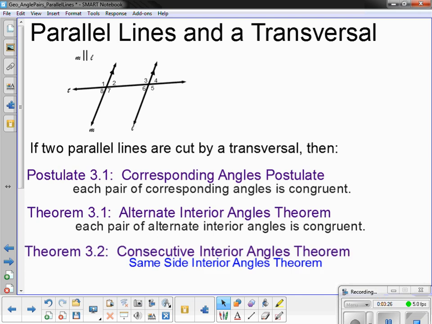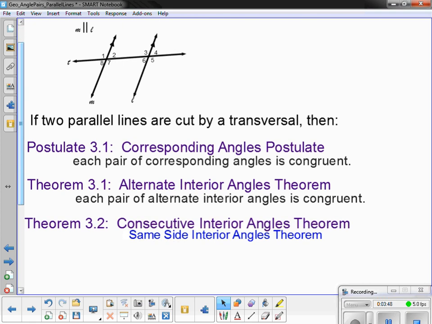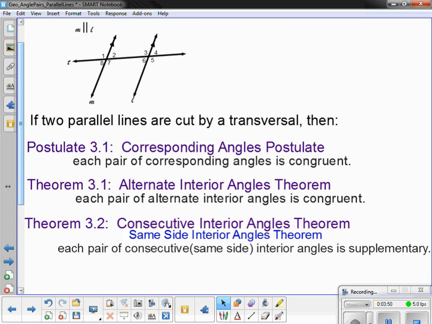Then we have theorem 3.2, consecutive interior angles theorem, or if we want to refer to it as same side interior angles theorem, our current textbook calls them consecutive interiors. That's why I brought that up in the definitions the other day. So this is talking about angles 2 and 3 and 6 and 7. I asked you to look at that in GeoGebra. Hopefully you said something along the lines that each pair of those consecutive interior angles is supplementary, meaning that they add up to 180. So 2 and 3 have to add up to 180. I'm going to ask that you prove this theorem as well in an assignment.